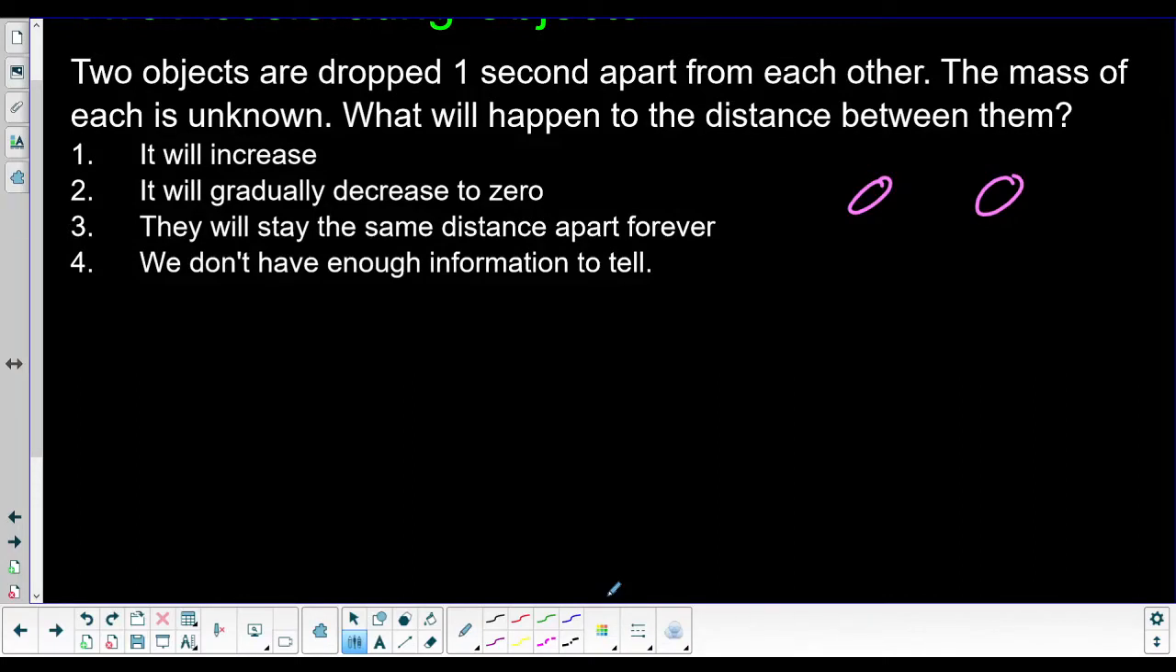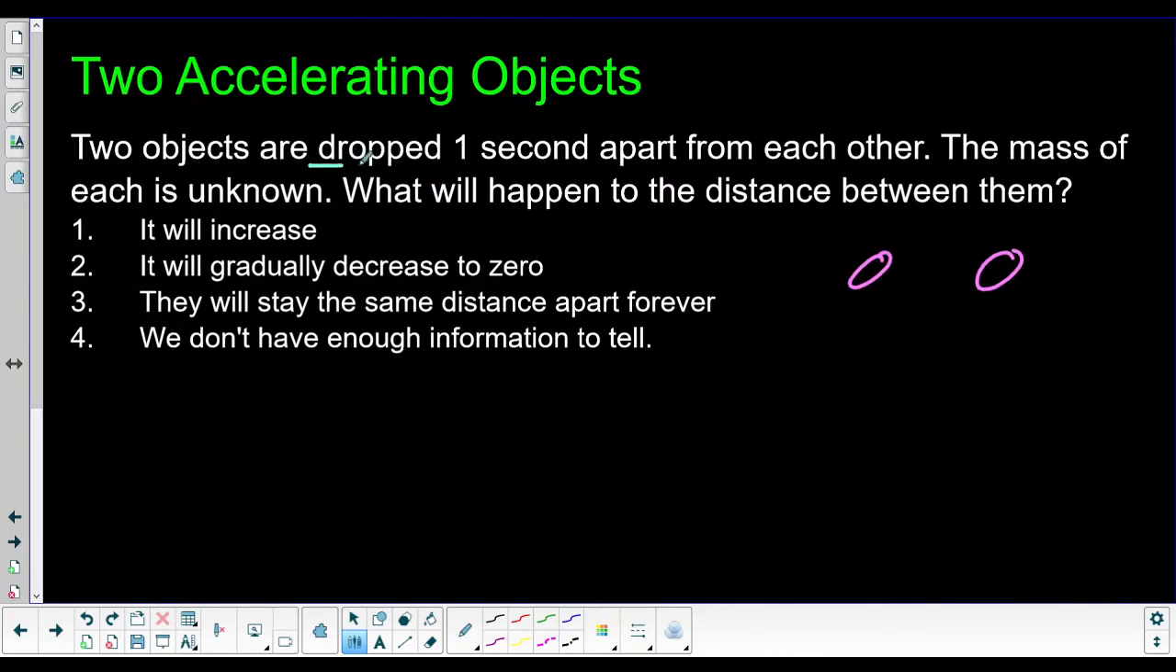Or you could be adding 0. So that's maybe not good. So we have two objects that are dropped 1 second apart. So let's talk about the dropping part. If I'm dropping something, we already talked about v naught being 0.